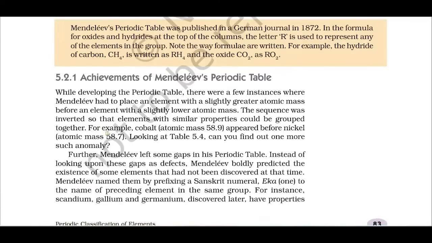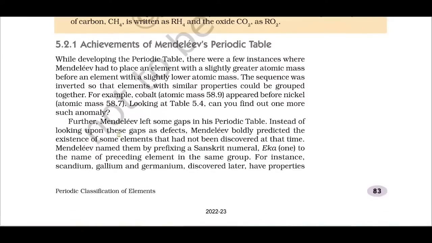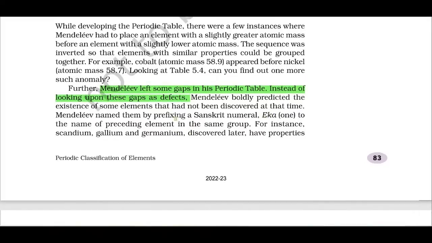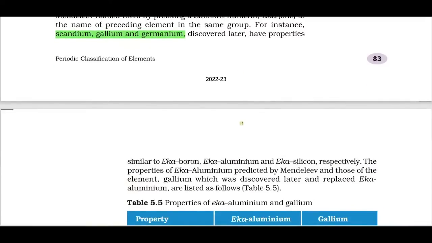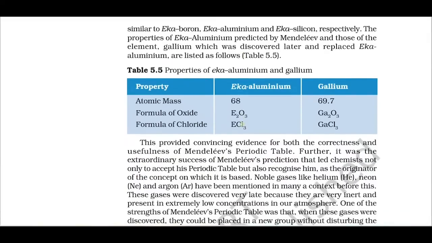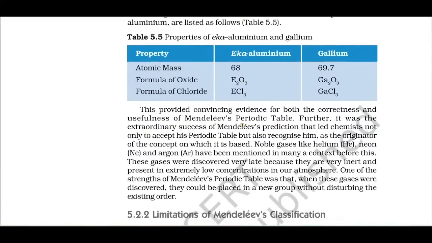The important next question is that you should know the achievements of Mendeleev's periodic table. Mendeleev left some gaps in the periodic table. Instead of looking upon these gaps as defects, he predicted some of the elements which were not yet discovered. For example, scandium, gallium and germanium were discovered later, and he had predicted them before. This is the first achievement of Mendeleev's periodic table.